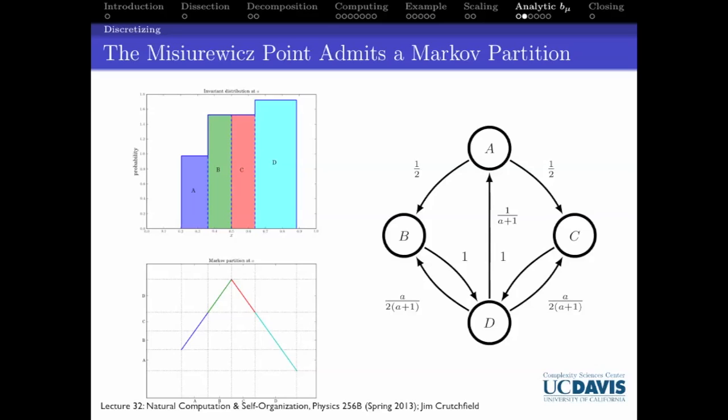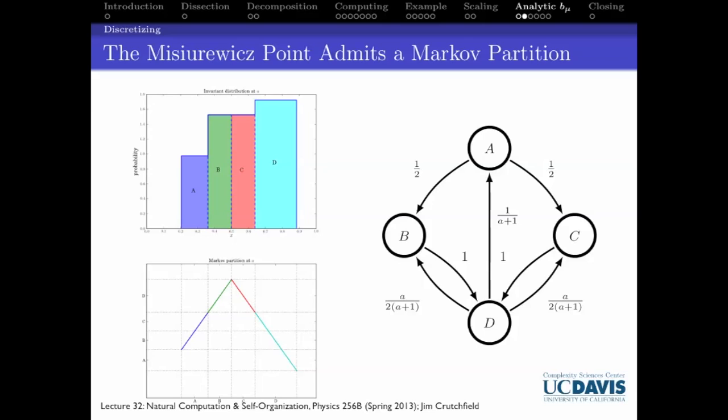We already knew A goes to B and C with equal probability. B goes to D, C goes to D, and D goes to A, B, and C, and it goes with these probabilities: 1 over A plus 1, A over 2A plus 2, and A over 2A plus 2, so B and C. We know it has to go to B and C equally because they're equal width here. So we get a Markov chain, and we can turn it into a hidden Markov model by attaching a symbol on each of these edges according to where in parameter space they were coming from.